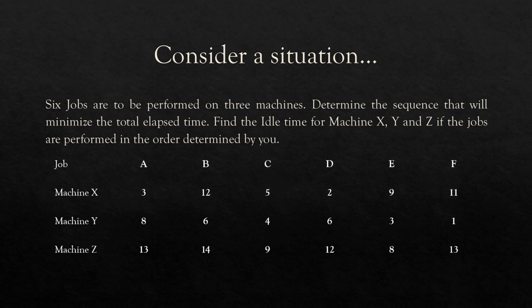Step number 2 will be to prepare the data in a tabular format. Create a table listing all jobs and their corresponding processing times on each machine. For example, job A might take 3 units of time on machine X. It might take 8 units of time on machine Y, and it will take 13 units of time on machine Z.